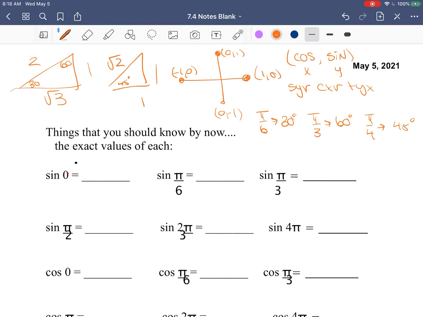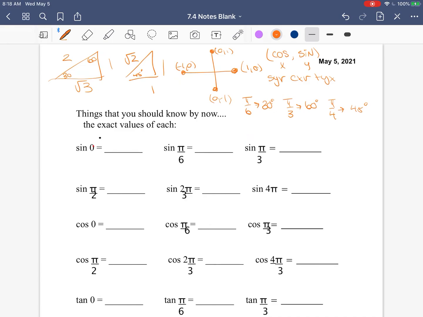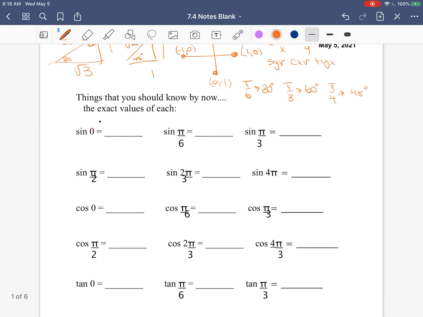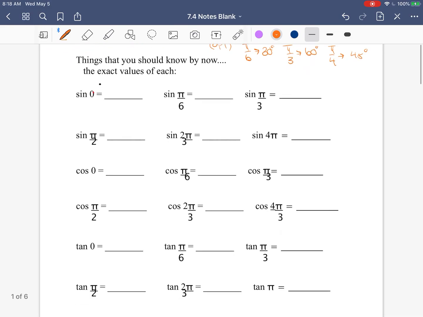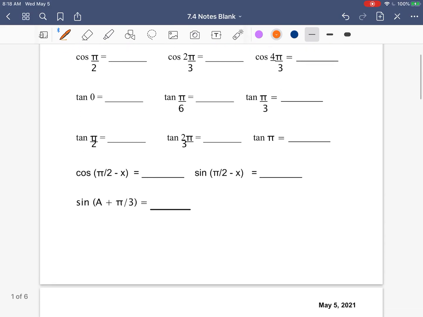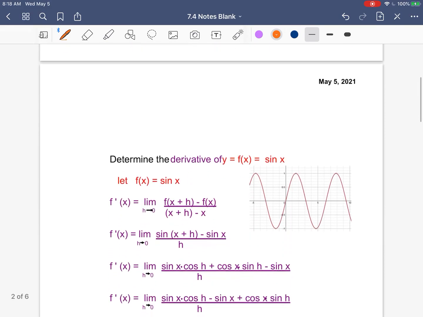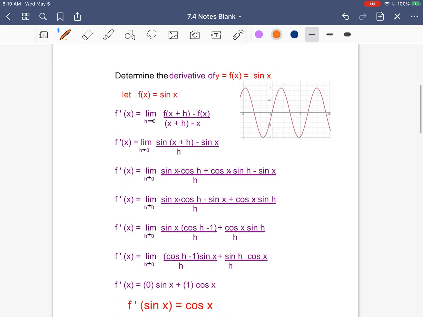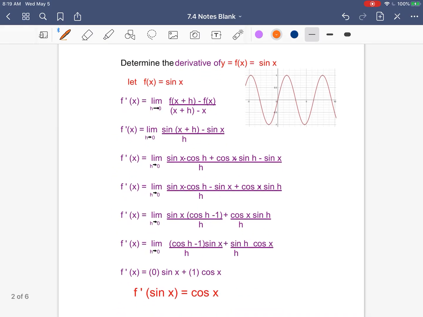That's these points. I'm going to let you peruse through that for a minute. I will post an answer key on the Google Classroom, but just some things that you should practice. As well as here is our proof for the derivative of a sine function. I'm not going to go through it in detail, but just know the derivative of sine is cosine.